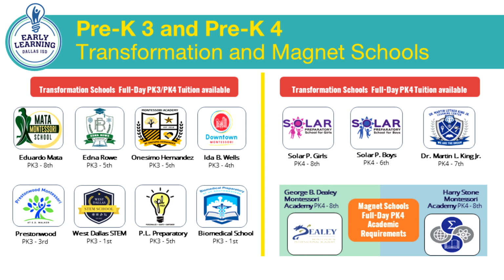So in Dallas ISD, we try to provide an array of opportunities in order for families to qualify for free, scholarship, or tuition-based pre-K. So we have an array of different types of programs as you see here. On the left, we have our transformation schools that offer full day pre-K 3 and pre-K 4, from Montessori to STEM to biomed to personalized learning. On the right are the transformation schools that start pre-K at the age of 4, with pre-K 4 with single gender as Solo Prep for boys and girls, our art school, which is LMK, and our 2 Montessori magnet schools, which are Dealey and Harry Stone.